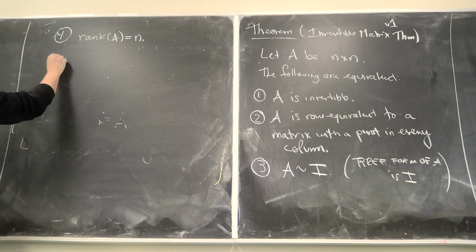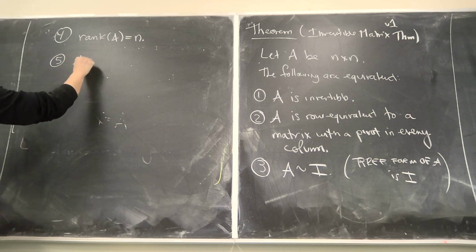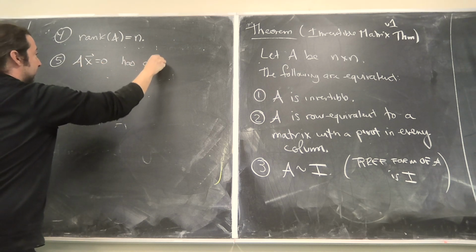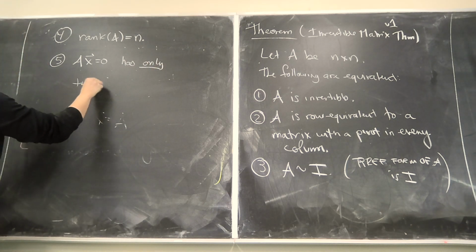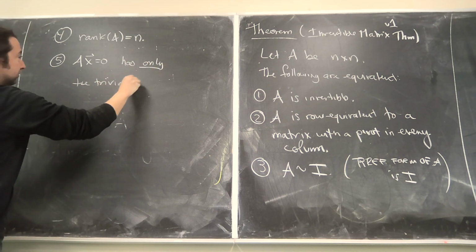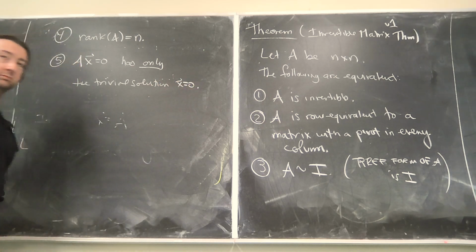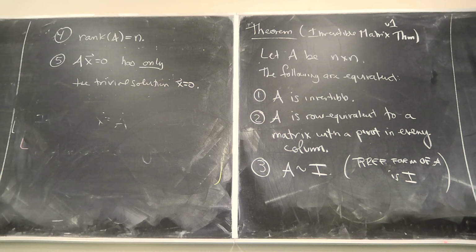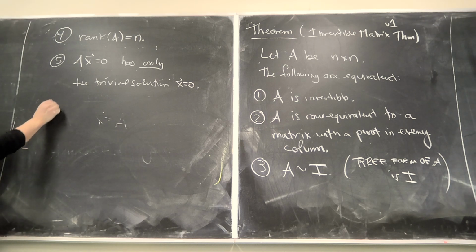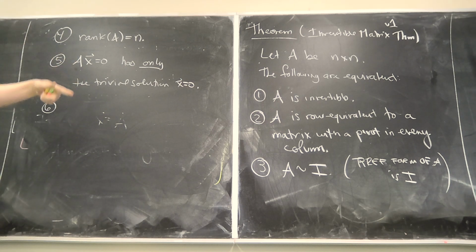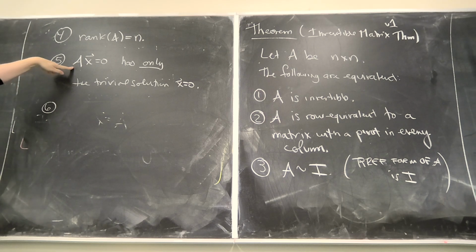5: AX is equal to 0 has only the trivial solution, X is equal to 0. 6: essentially what that means is there are no free variables, right? This is a unique versus infinite, one answer versus infinite answers. If every column is a pivot column, then there can't be any free variables, which means there's only one answer.